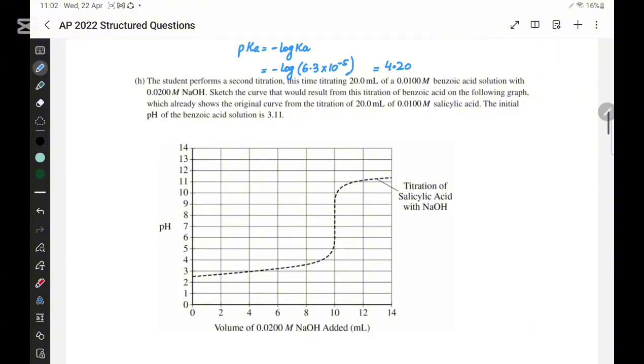For the next question, a student performs a second titration, this time titrating 20 milliliter of 0.01 benzoic acid with the solution of 0.02 NaOH.